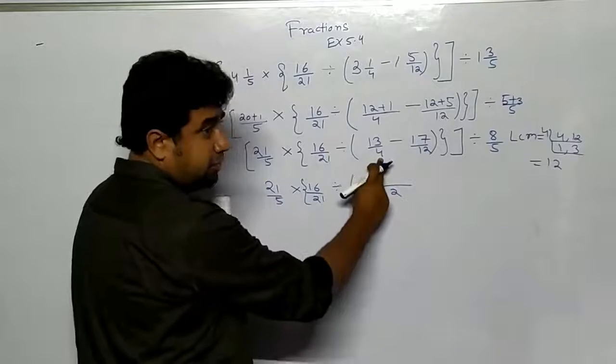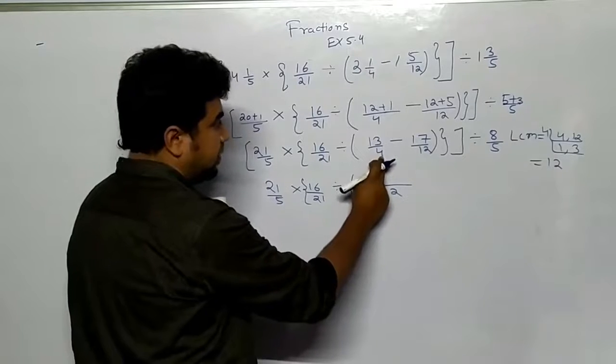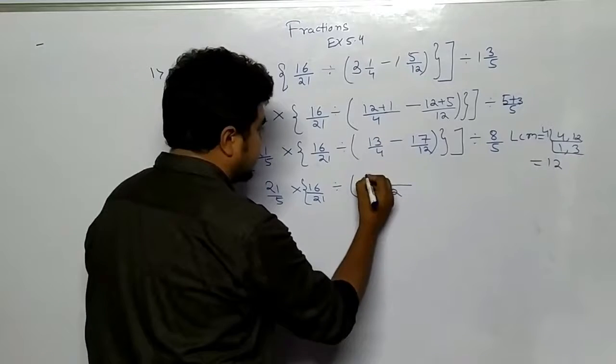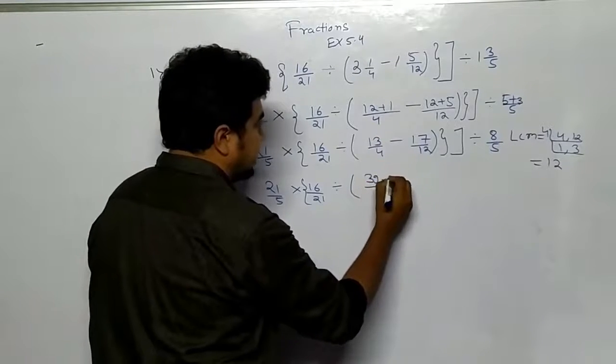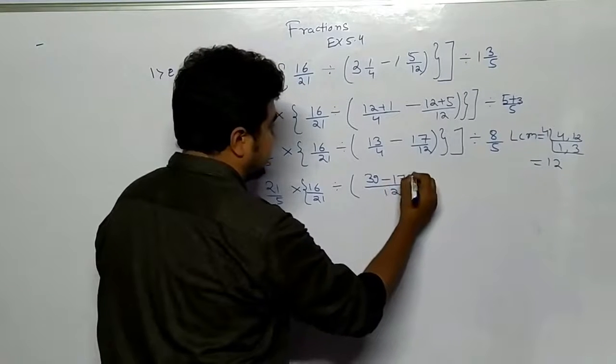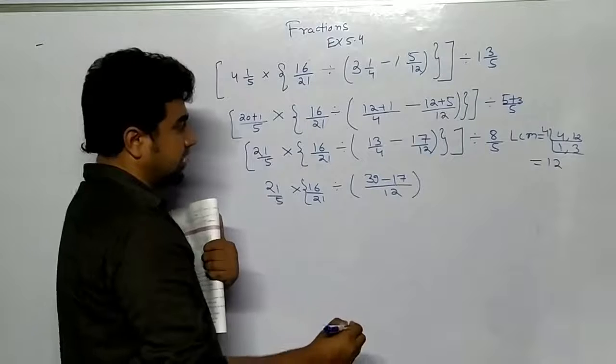Then what is multiplied with 4? Then it should be 12, 3. Then you have to multiply numerator with 3. 13 into 3 is 39. Then 12 is already present, means you have to write here 17. Now this part has been completed.